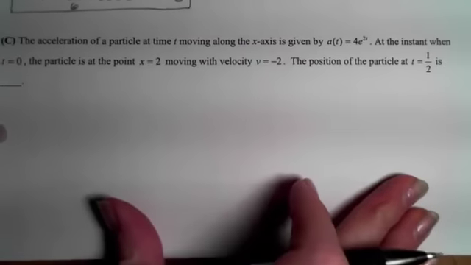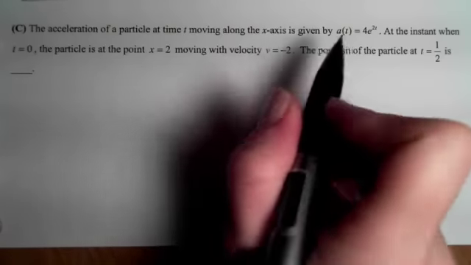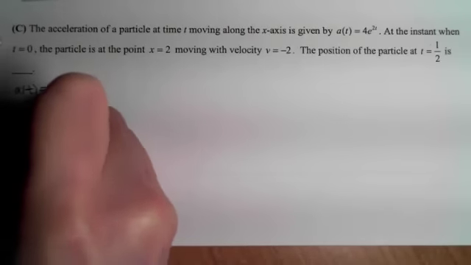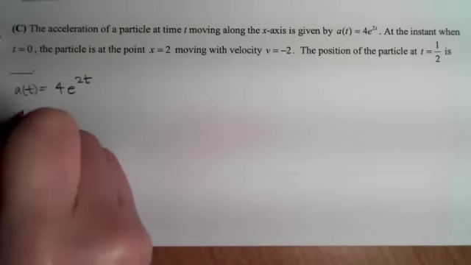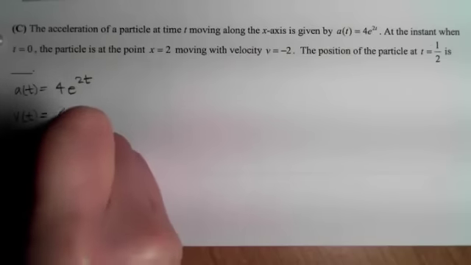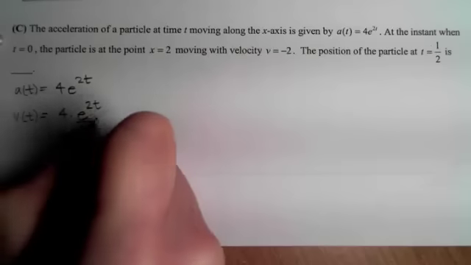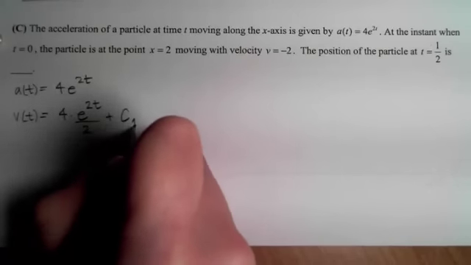Last one, same process, except now we've got an e and a little bit of chain rule backwards. So acceleration is 4e to the 2t. So my velocity will move through the constant, hit the e, leave it alone, and then divide by the derivative of that inside. And then we'll add a c sub 1.